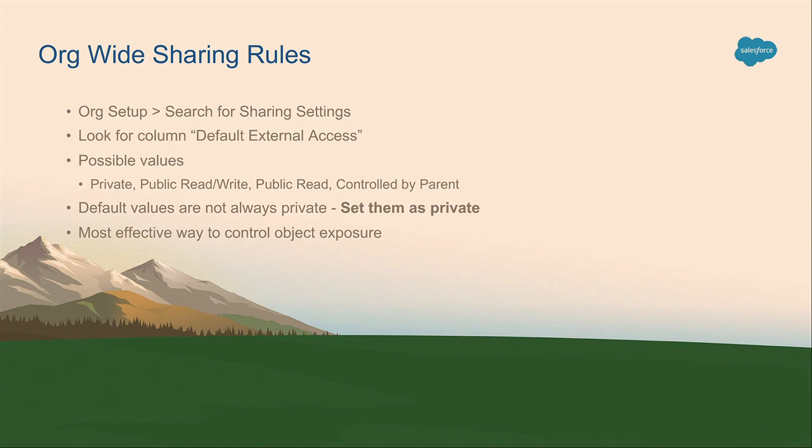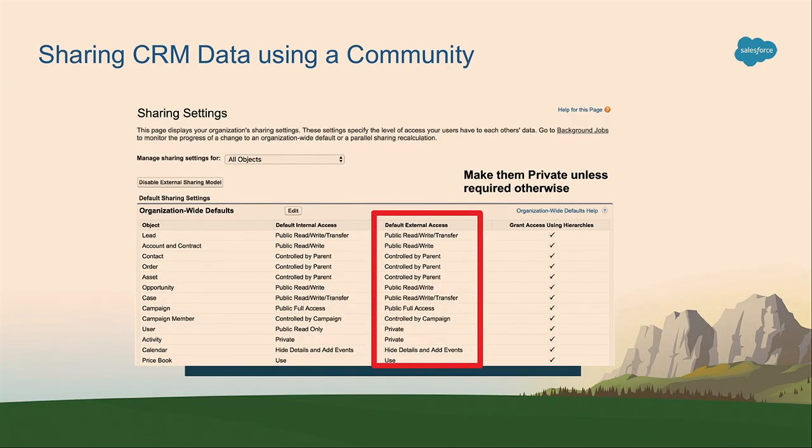And as I mentioned, this is the most effective way to restrict access to your internal objects through communities. I mean, you can restrict access through CRUD and FLS as well. However, in case those permissions are not correctly configured, this is the most effective way to restrict access to your internal objects. So let's see that in the demo.